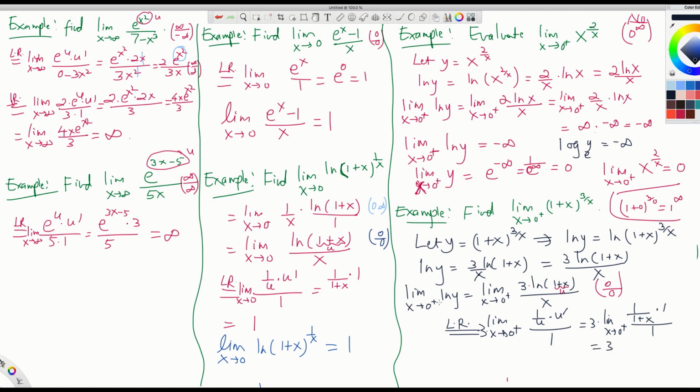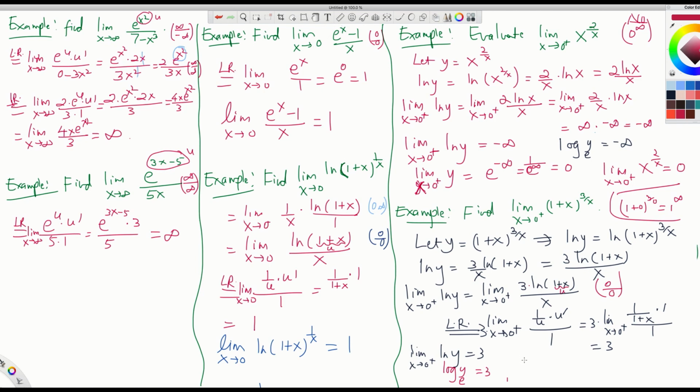That is the limit of natural log of y. But what is y though? You need to get rid of the natural log. So let me write down that thing. The limit as x tends to 0 plus of natural log of y equals 3. But what does natural log of y mean? That means log of y with base e equals 3. But how do we get rid of the log there? e to the 3, right?